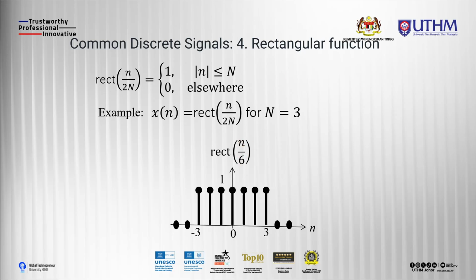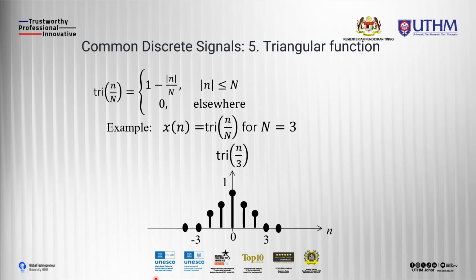Do you get it? Lastly is the triangular function, where we write the symbol as tri, a short form of triangular, so tri of n over capital N. This is equivalent to, when modulus n is less than capital N, the value of 1 minus modulus n divided by capital N. Other than that, you will get 0.